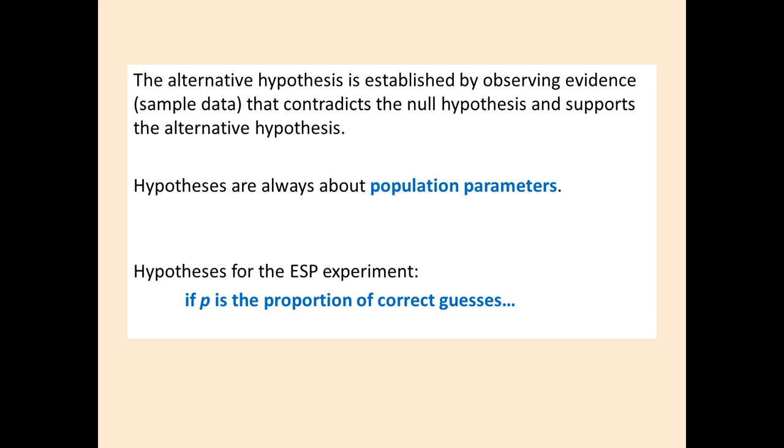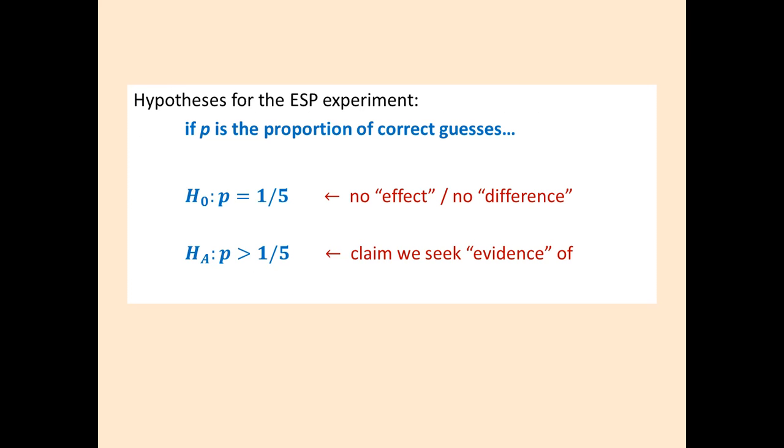And then for the ESP experiment, if p is the population proportion of correct guesses, then symbolically, this is what the hypothesis should look like. Since the null in general should be a statement of no effect, no difference, here it would be no such thing as ESP, so the population proportion of correct guesses is 1/5. Then the alternative, the competing statement, would be there is such a thing as ESP, and if that woman has ESP, then her population proportion of correct guesses should be higher than 1/5. So that's how you get that symbolic alternative.